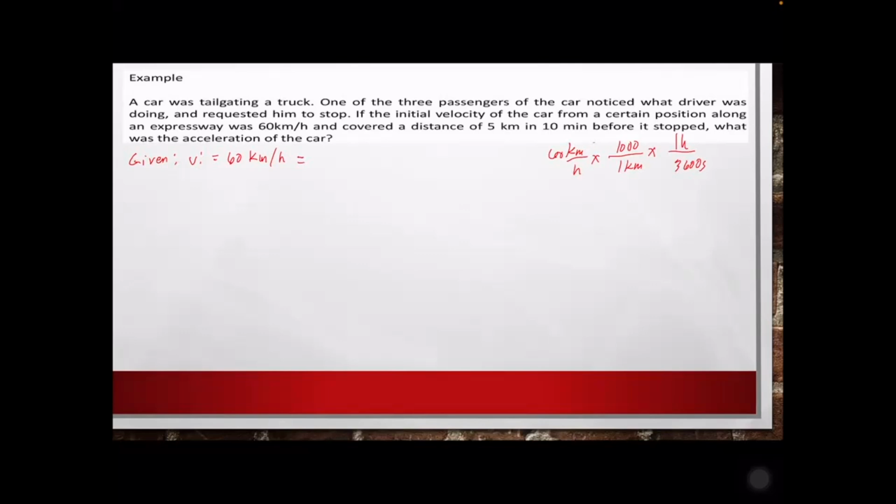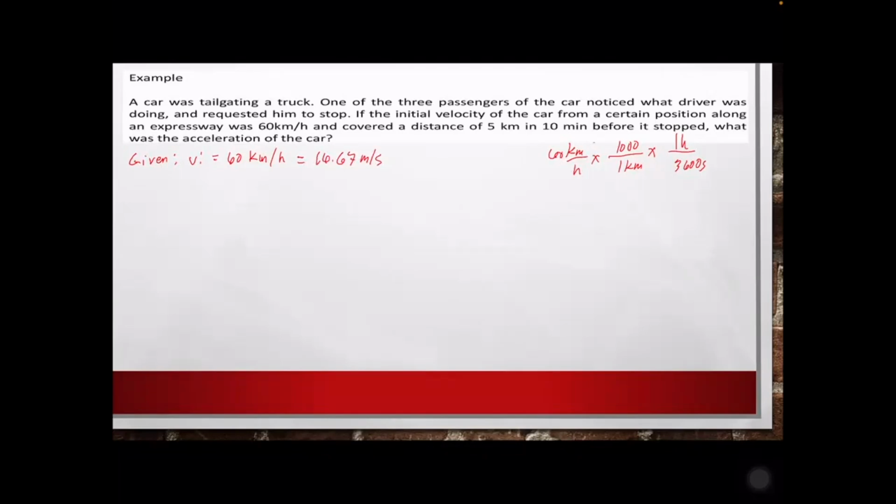What is the answer? Ay, sorry. Hindi ko pala ito na i-record. I-record na siya. Naomi, what is the answer? 16.66 po. Rounded off? 16.67 po. Okay. We're gonna have 16.67 meter per second as the initial velocity.